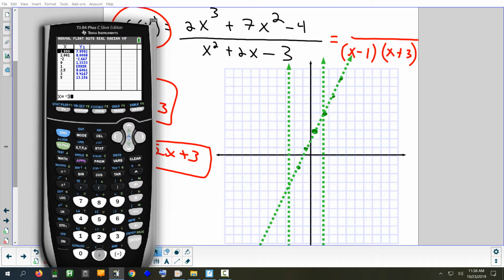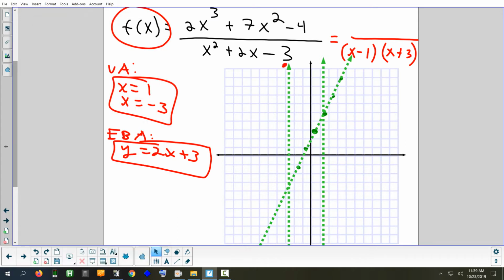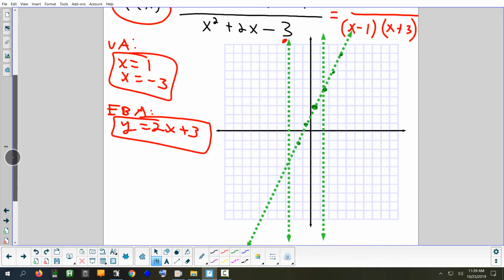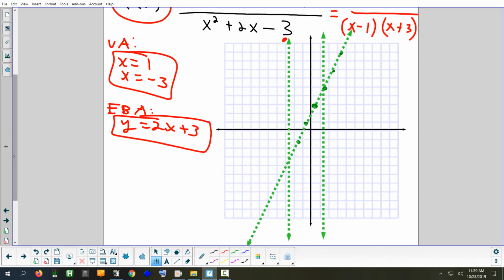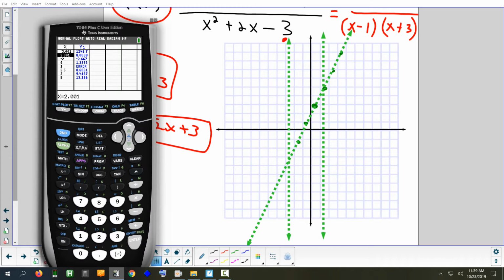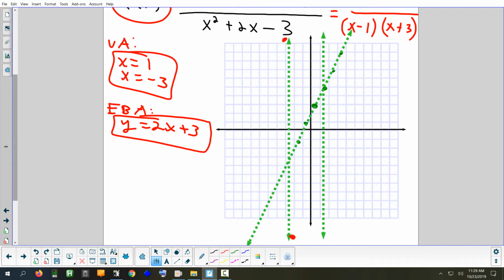Yep, so -3.001. One of two things is going to happen. It's either going to be way up high or it's going to be way down low. It's way up high, so put a dot way up high. Now, let's check just to the right. What's a point a little bit bigger than -3? -2.999. Usually if one side is up very high, the other side is down very low. So -1200. So you are way down here.